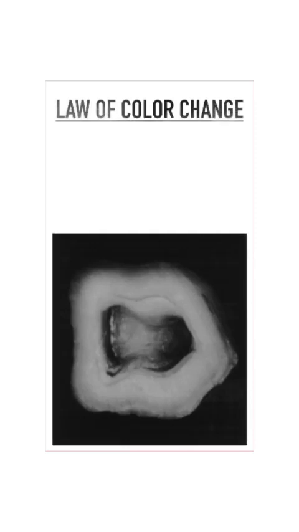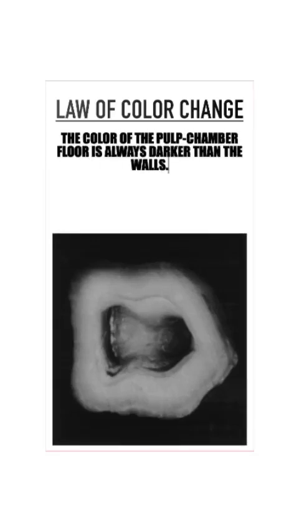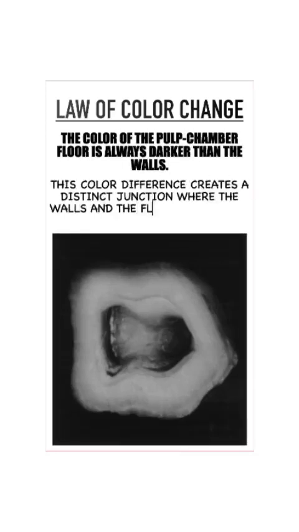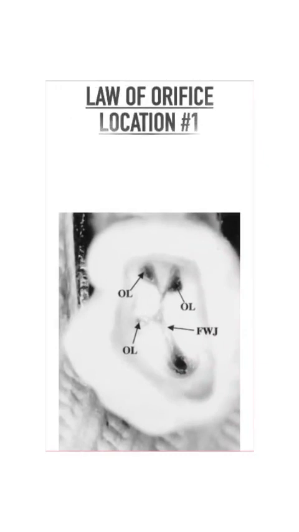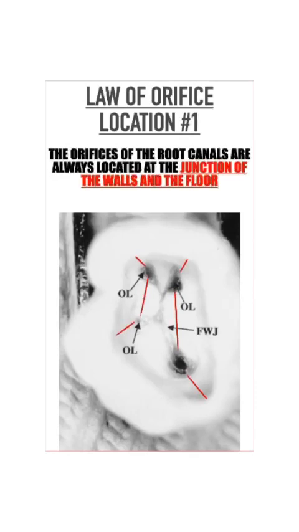The first rule is the law of color change, which means the color of the pulp chamber floor is always darker than the walls. This color difference creates a distinct junction where the walls and the floor of the pulp chamber meet. The law of orifice location. The orifices of the root canals are always located at the junction of the walls and the floor.